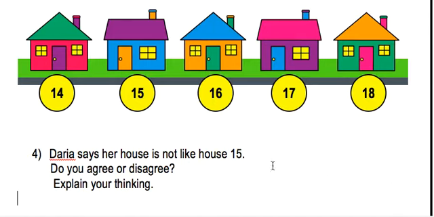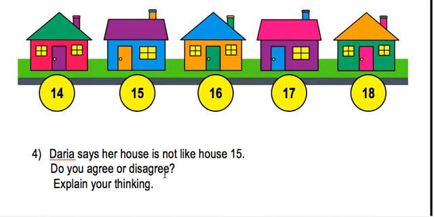Okay, number 4. Again, we're talking about Daria's house. Daria says her house is not like house 15. So again, this is Daria's house, and she said her house is not like house number 15. Do you agree with Daria that her house is not like house number 15, or do you disagree?